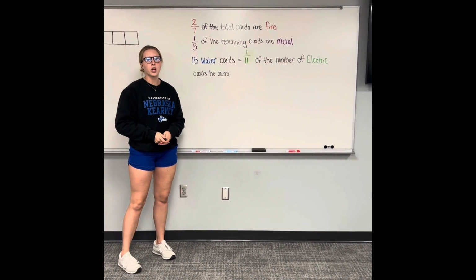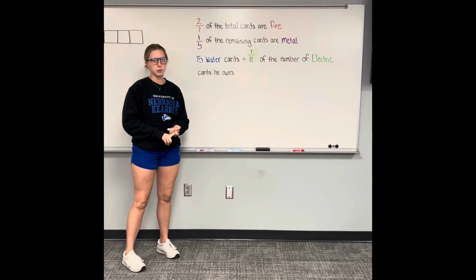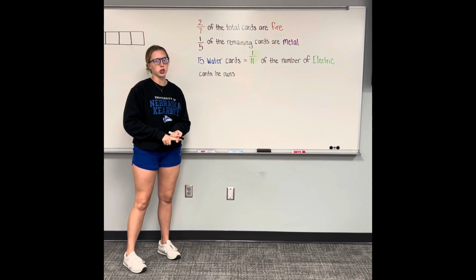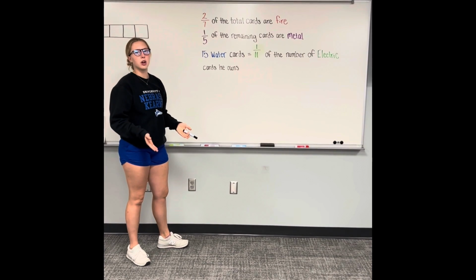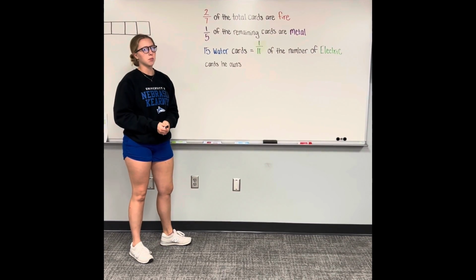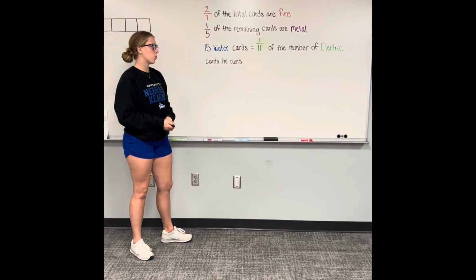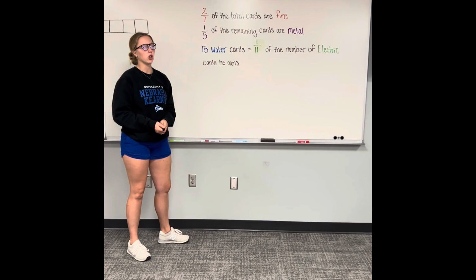From the problem, we understand that one card can only have one of the attributes fire, metal, water, or electric. We know that 2/7 of the total amount of cards are fire, 1/5 of the remaining cards are metal, and 15 water cards is equal to 1/11 of the number of electric cards he owns.